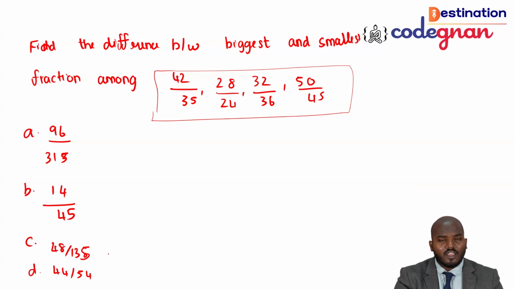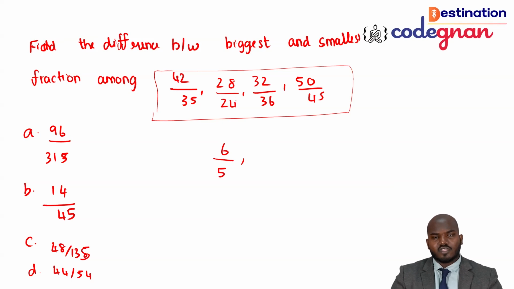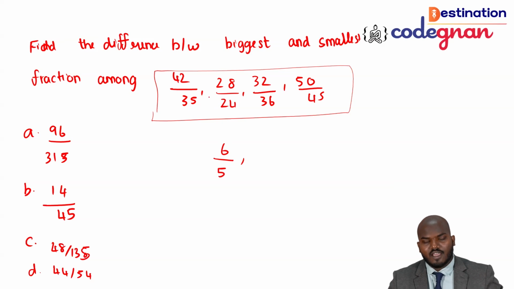Before that, we can simplify the numbers. You see this one, 42 by 35. 42 is a multiple of the 7 table: 6 times 7 is 42, and 5 times 7 is 35. And here, which table can we use in this one? Guys, does anyone have an idea? 7 times 4 is 28, and 6 times 4 is 24.